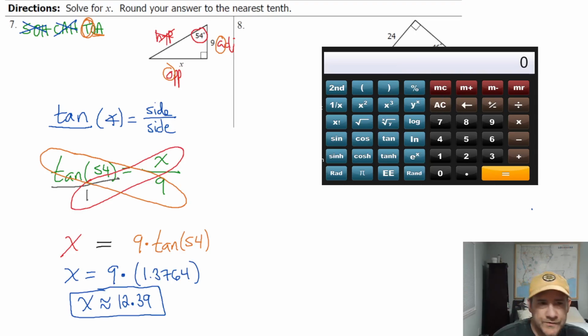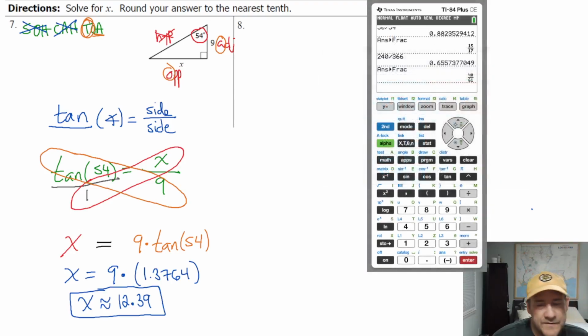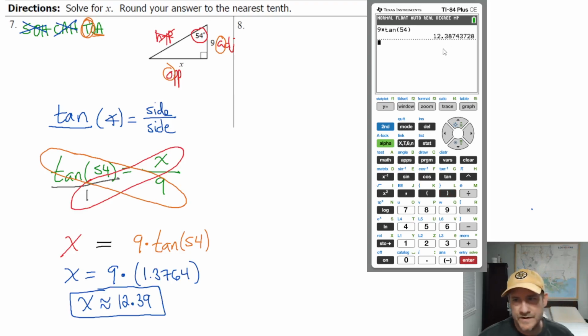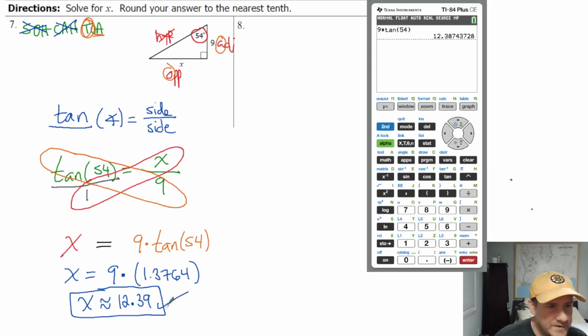And of course, the easiest thing in the world is if you have the other graphing calculator. This one. Then you could type the whole expression in pretty easily. You would literally just type in 9 times tan 54, press enter, and you get your answer right away. The same 12.39. So no matter what calculator you have, you should still be able to come up with a decent answer. And then just throw a box around that answer and move on to the next problem.